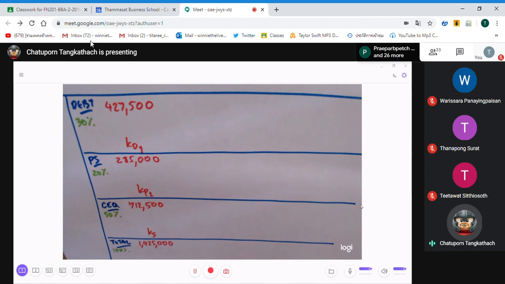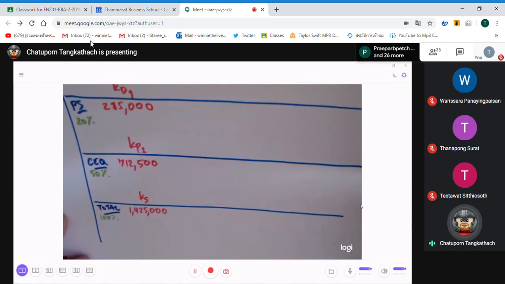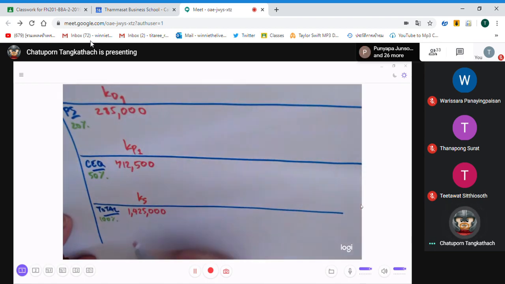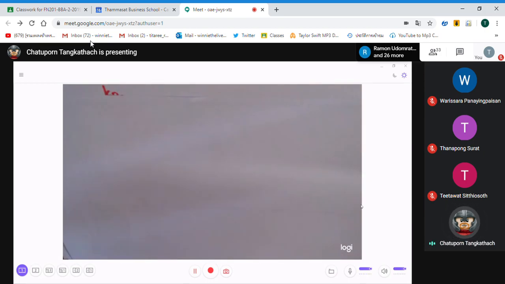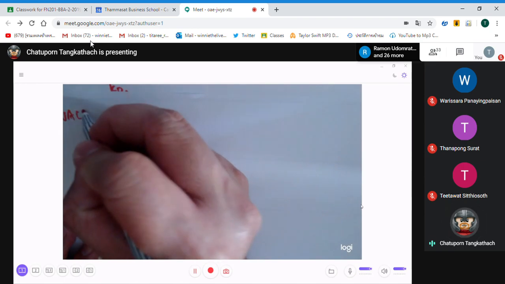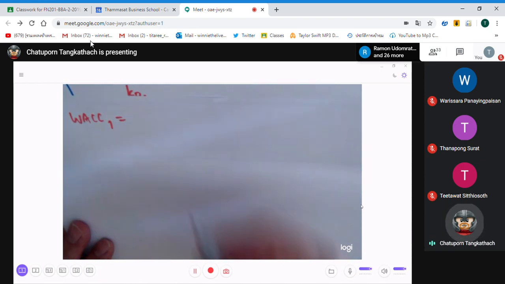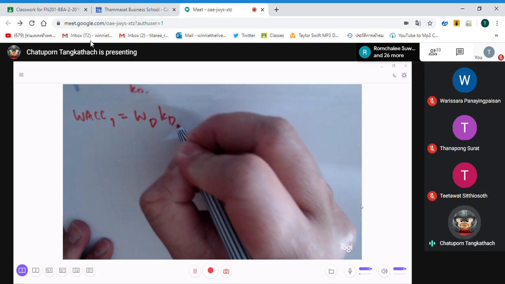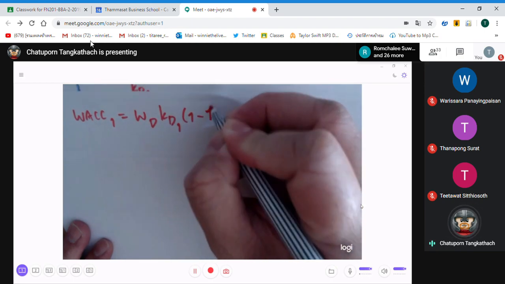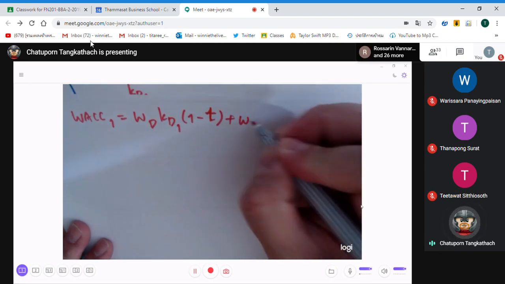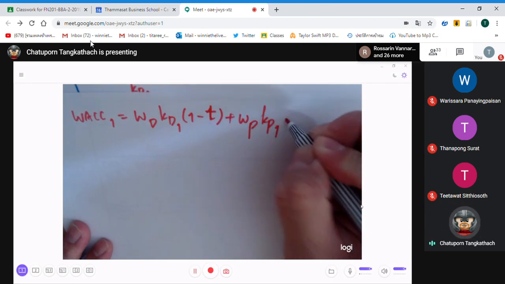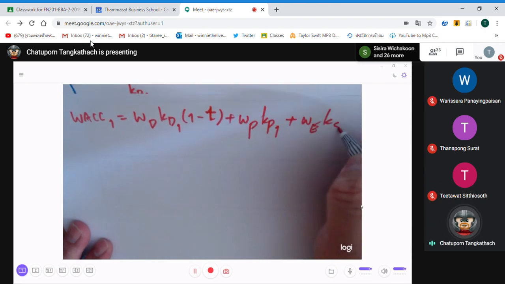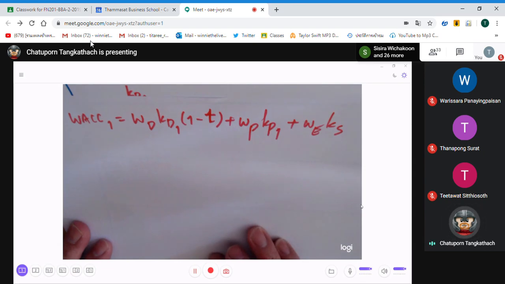From the data here, you can use KD1, KP1, and KS to compute WACC1 finally. So in case I put the equation for WACC, this is how you calculate it. WACC1 just equals WD times KD1 multiplied by 1 minus tax rate, plus WP times KP1, plus WE times KS. This is what we have for WACC1.